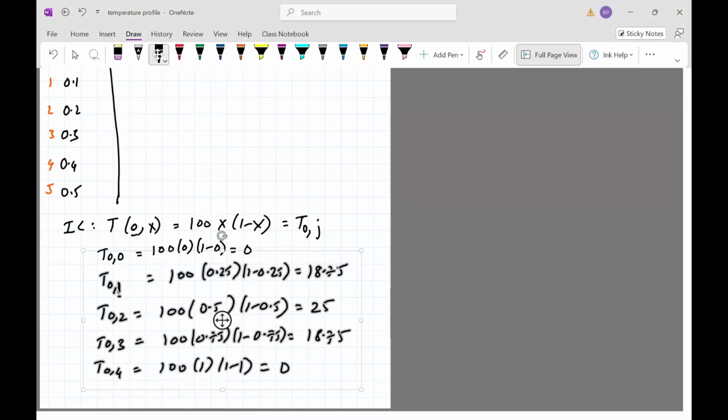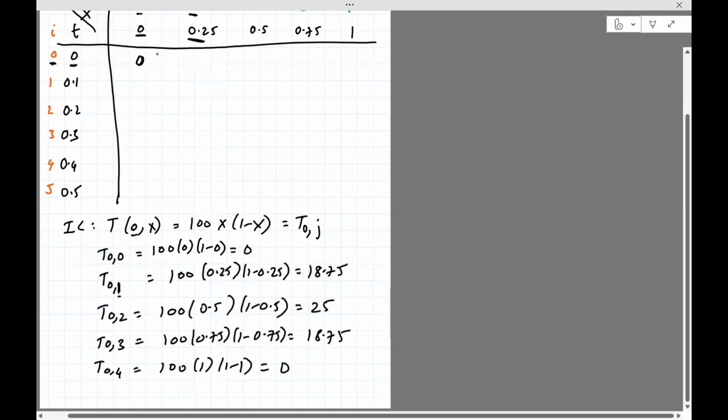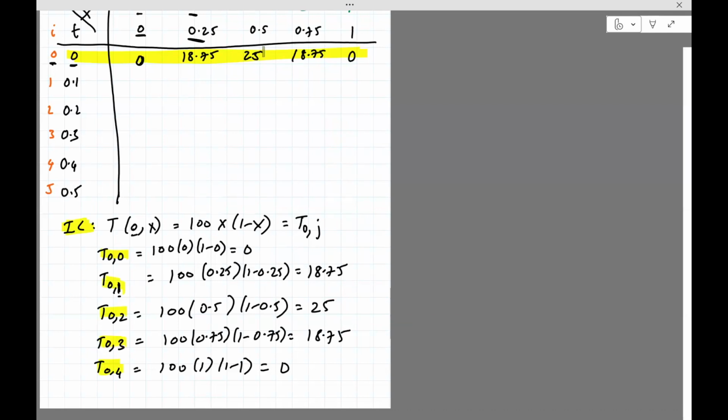So we are ready to fill this up. So we have 0, 18.75, 25, 18.75, and 0. So this entire row came from this IC, these values. Okay, so it was super easy to get that.